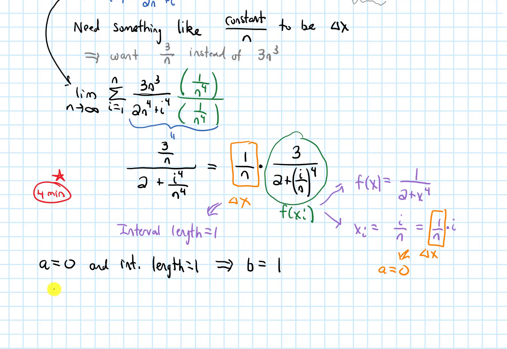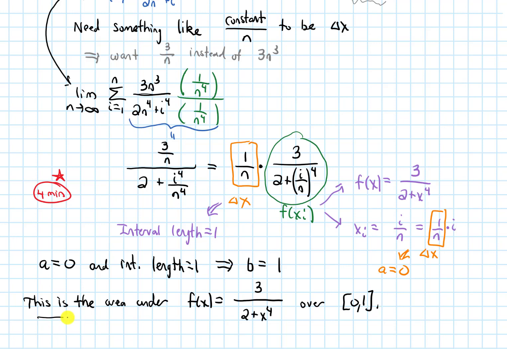Okay, so thus, this problem is the area under the function f of x equals 1 over 2, oh, oops, sorry. Ooh, I got to change my function now. Whoops, I forgot to change it over here. So my f of x should have been 3 over 2 plus x to the 4th. So hopefully you caught that earlier, but if not, we're catching it together. Because f of x should have been 3 over 2 plus x to the 4th, and then over the interval from 0 to 1. And that is our answer.